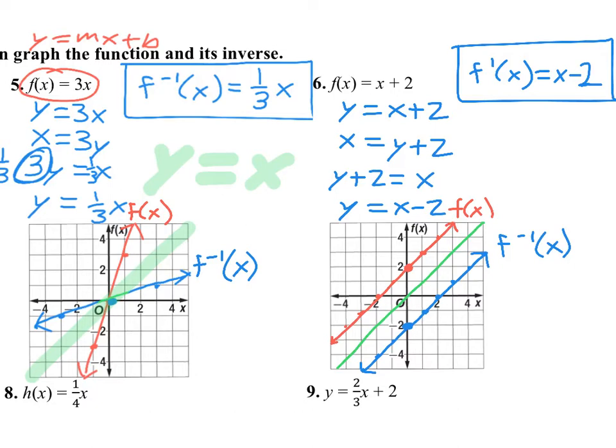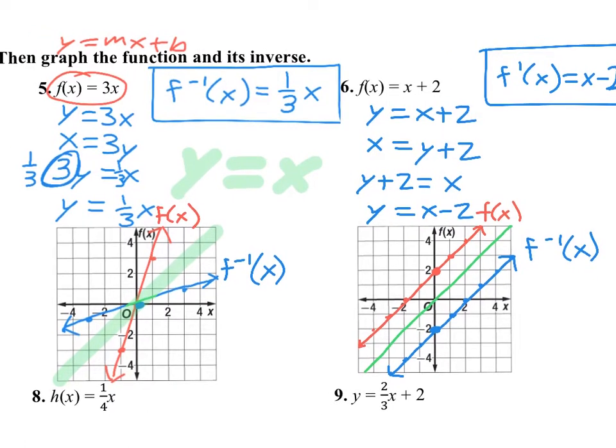Alright, I'm going to show you guys a shortcut now. So, if you don't like that long list of steps, you could just look at the equation. Looking at number 5, just think about it. What's happening to x? It's being multiplied by 3. Well, what's the inverse of multiplying? Dividing. So I can just look at it and say, okay, the inverse of 3 times x is 1/3 times x. Or the inverse of multiplying by 3 is dividing by 3. And dividing by 3 is the same as multiplying by 1/3.